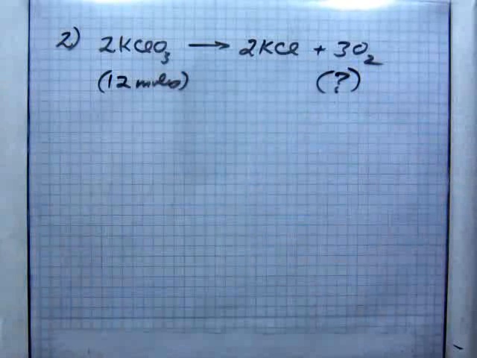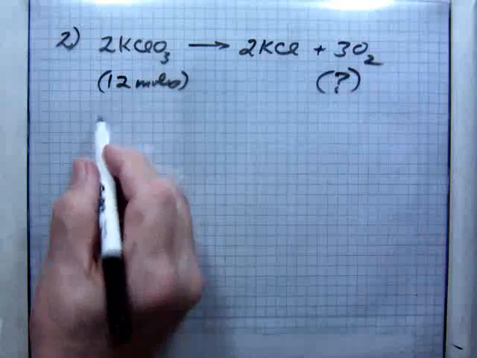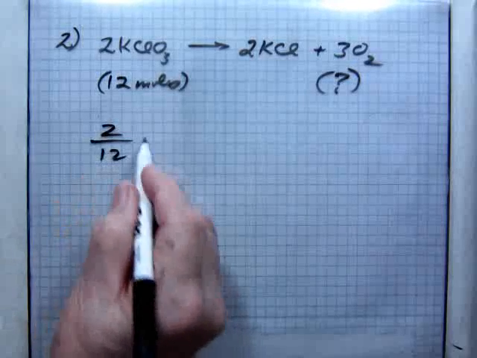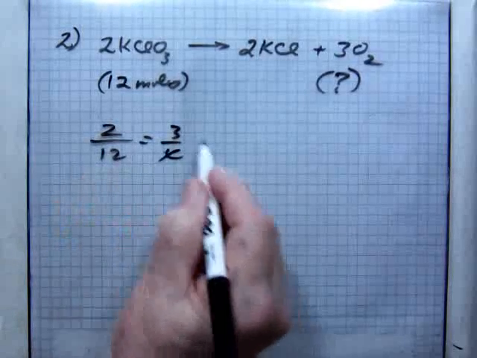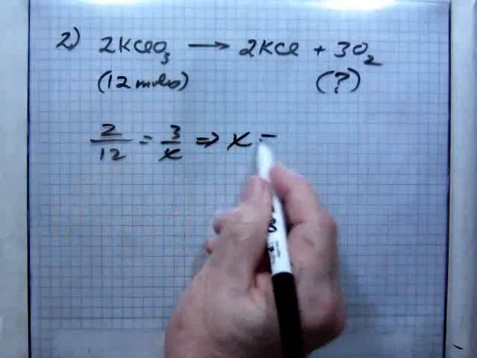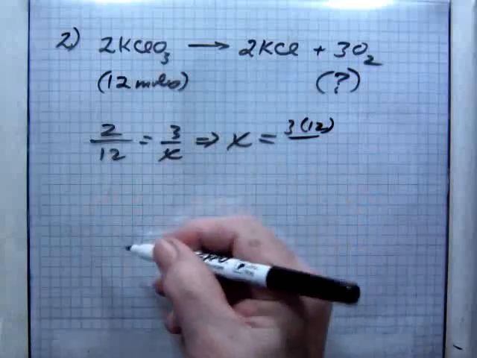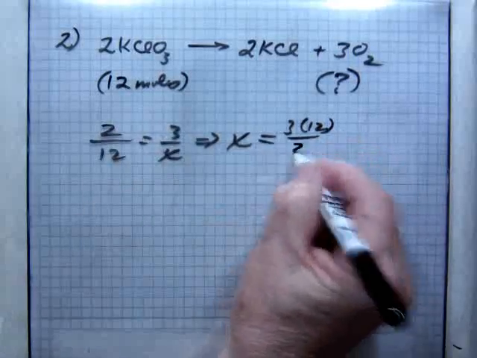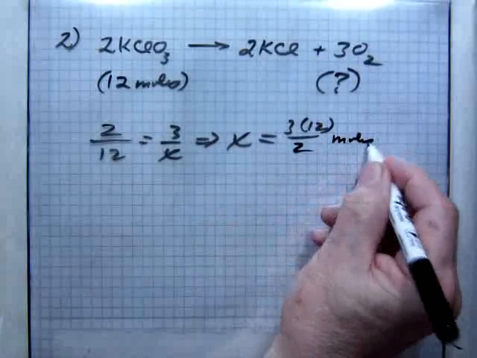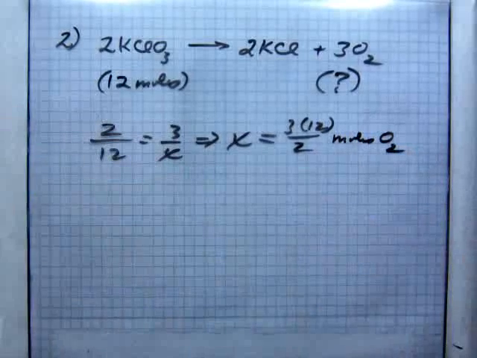A couple of things you can do. One is your ratio and proportion, and that is 2 is to 12 equals 3 is to x. Solve for x, which is 3 times 12 over 2, and that's moles of O2 formed.